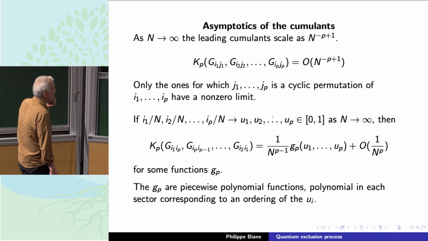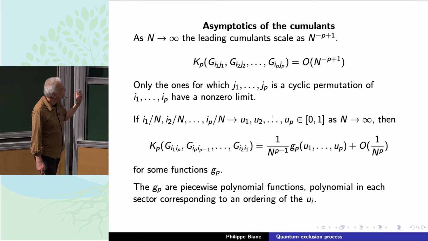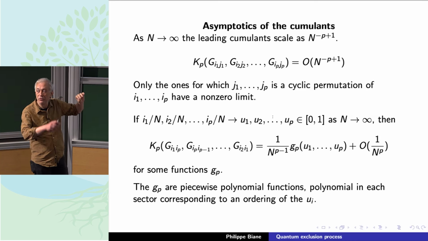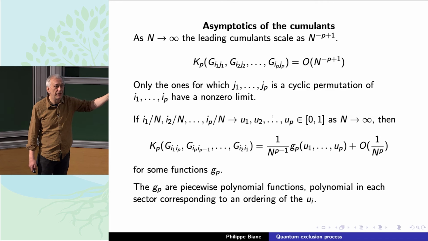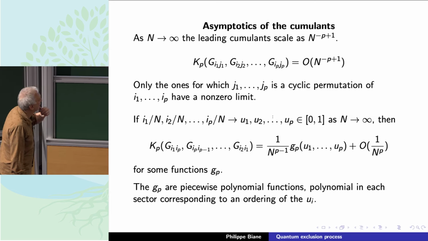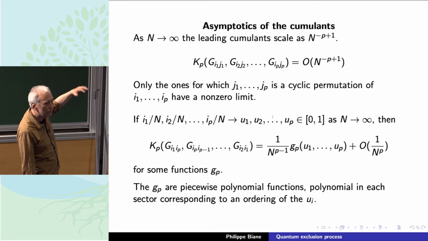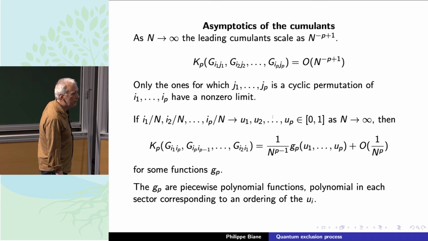And now it turns out that the G_p are piecewise polynomial functions. And they are polynomial in each sector, which corresponds to a way of ordering the U_i. So remember, the U_i are numbers between 0 and 1. So I call them U1, U2, etc. But of course, they are ordered because they are between 0 and 1. And there's no reason to take them increasing, for example. And if we divide [0,1]^p into sectors corresponding to the possible orderings of U1, ..., Up, on each sector, G_p will be a polynomial function.